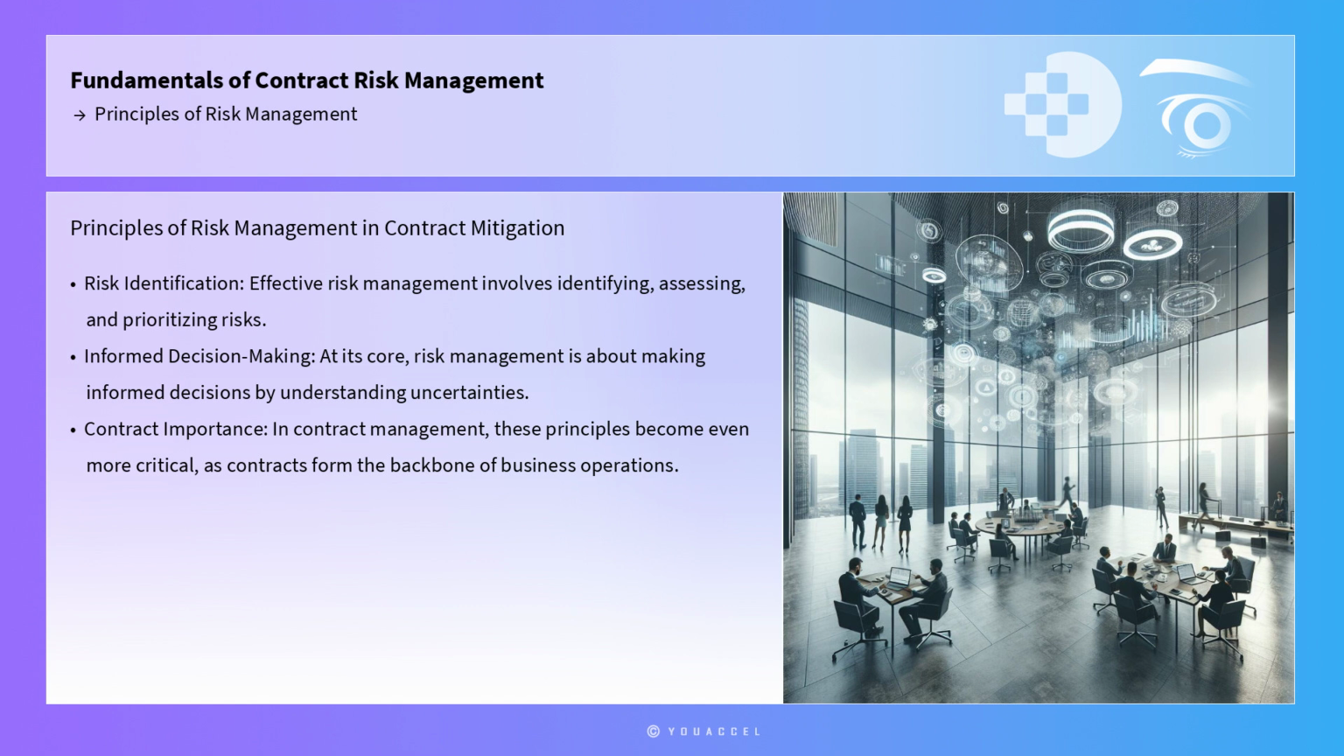At its core, risk management is about making informed decisions by understanding the uncertainties and potential threats that could hinder the achievement of objectives. In contract management, these principles become even more critical as contracts form the backbone of business operations, outlining obligations, rights, and the distribution of risks between parties.